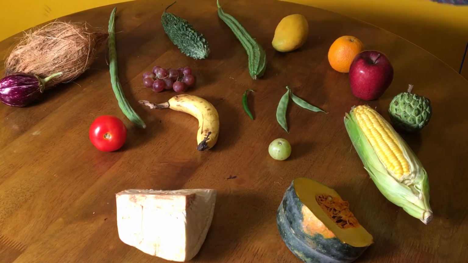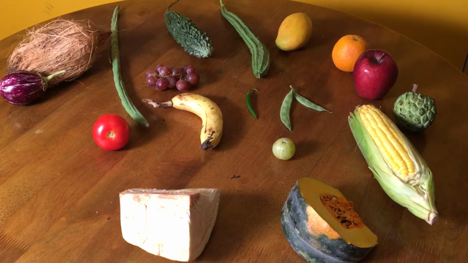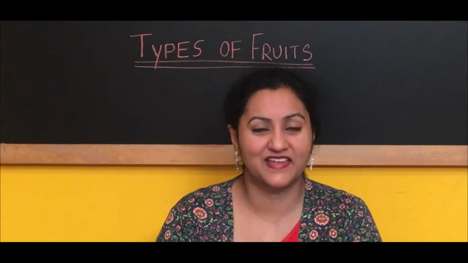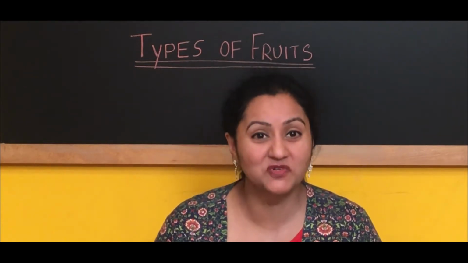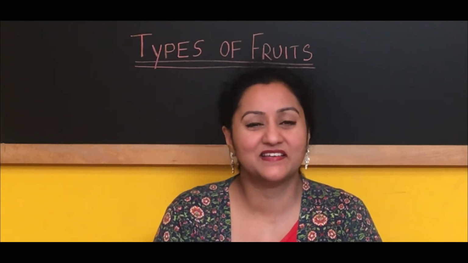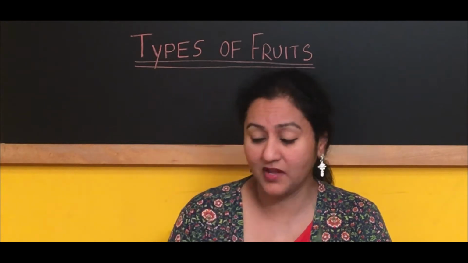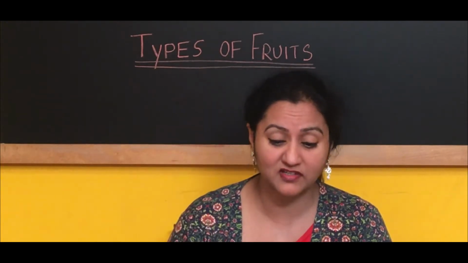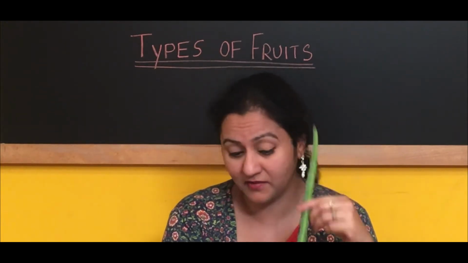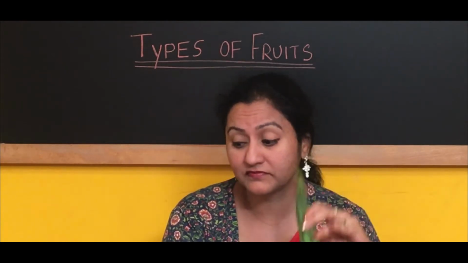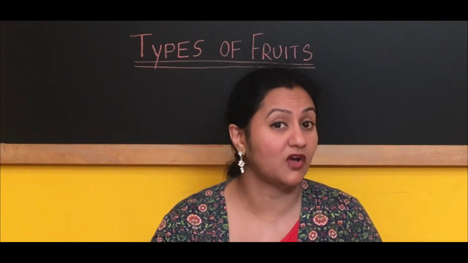Now identify which among them is a fruit. Excited to know the answer? All these which were kept on the table were all fruits. How can a bitter gourd be called a fruit? How can you call coconut a fruit? How can you call a drumstick, ridge gourd, jackfruit, all these fruits?